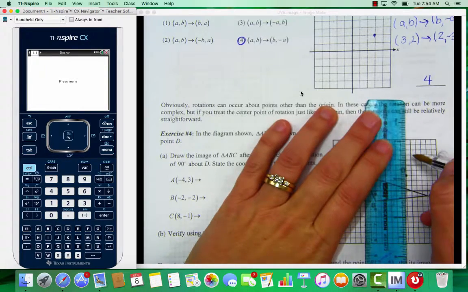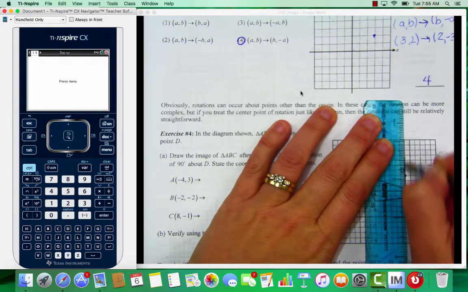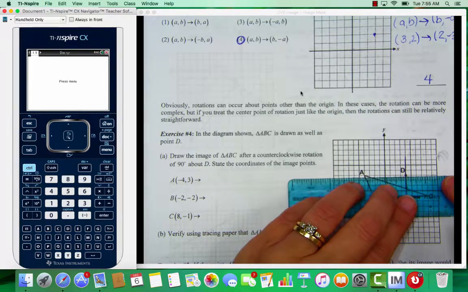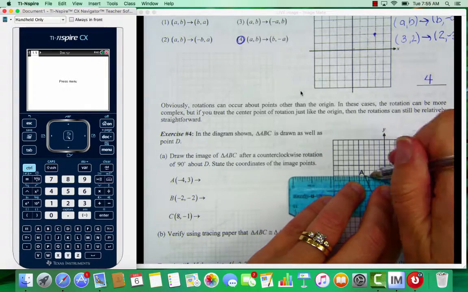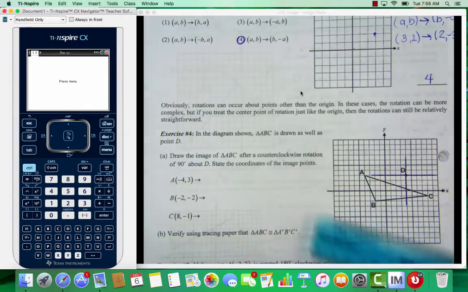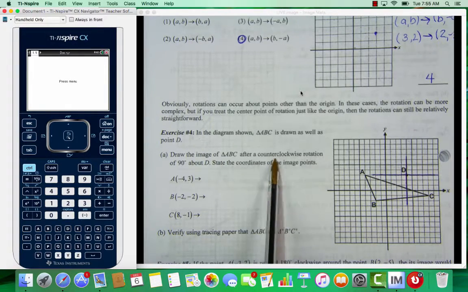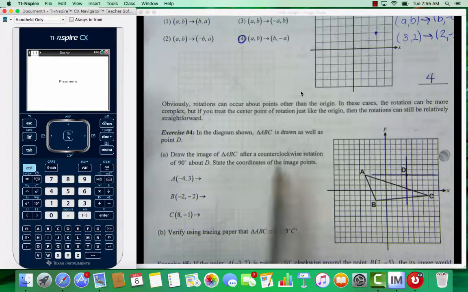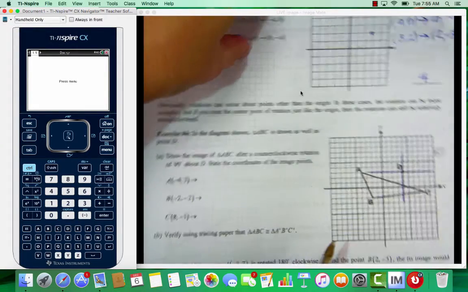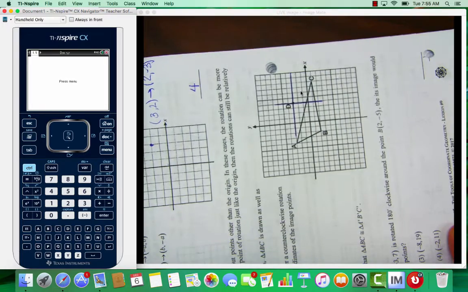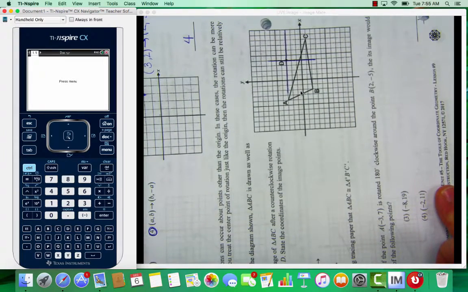So I'm going to take point D, and I'm going to make it kind of look like a y-axis and an x-axis right there. I'm basically going to ignore the origin. I'm going to ignore the x-axis and y-axis, and I'm going to rotate around that point right there, looking at it like this is my x and that's my y-axis. So I want to rotate 90 degrees counterclockwise, so that's +90. So I'm going to turn my paper 90 degrees counterclockwise. And then what I have to do is jot down where the points are.